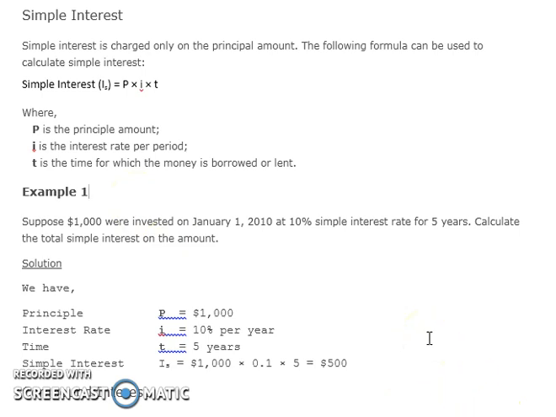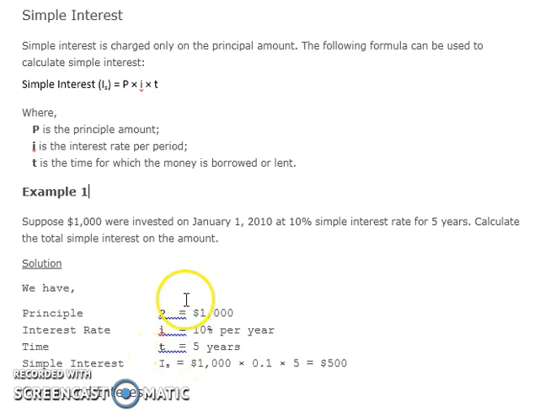We can understand simple interest with the help of an example. Suppose $1,000 were invested on January 1st, 2010 at a 10% simple interest rate for 5 years. Now we need to calculate the total simple interest on the principal amount. In this case, the principal amount is $1,000, the interest rate is 10% per year, and time, also represented by n, is equivalent to 5 years.